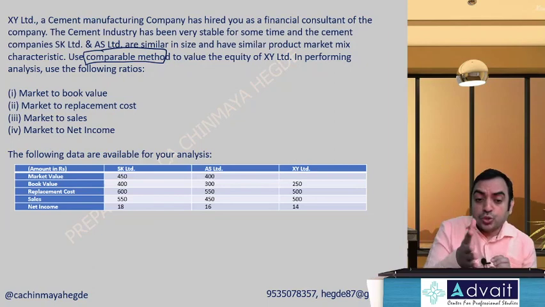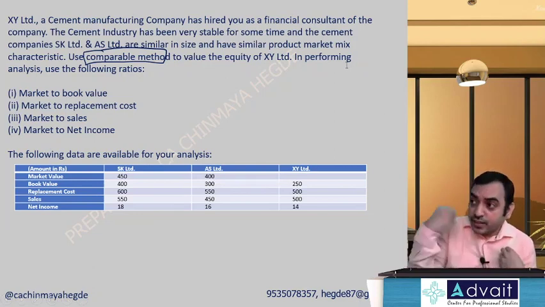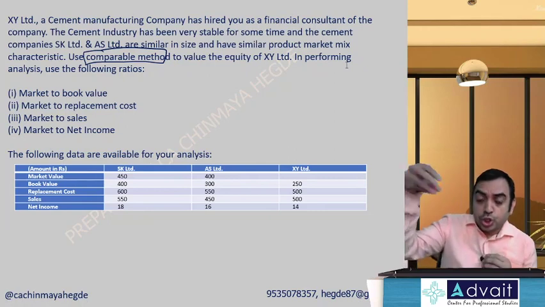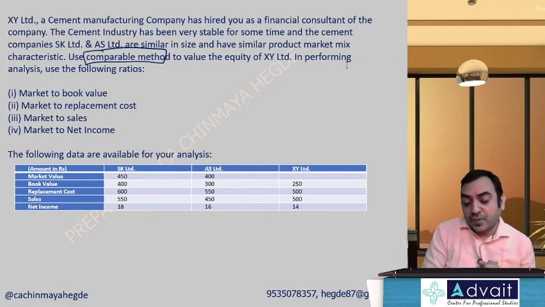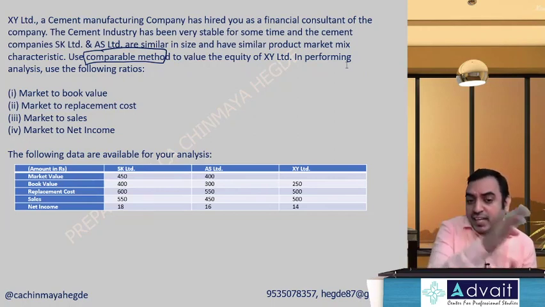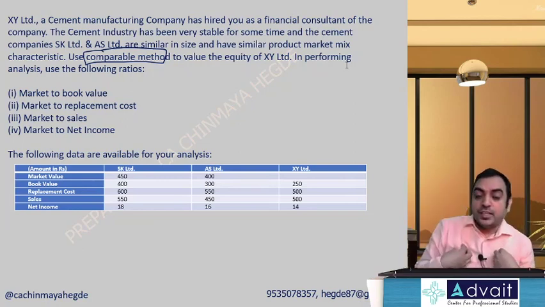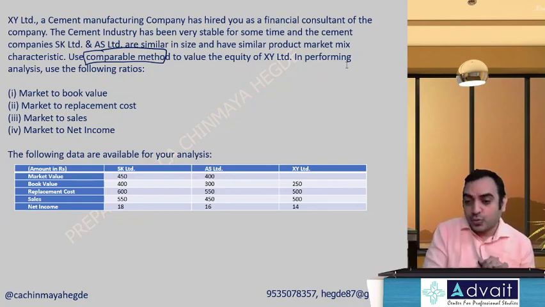Market to value. So SK Limited has got one ratio. AS Limited has got one ratio. Assume both are the same. We are in the same business, so their ratio should be applicable to our company as well. I know every company differs, but at least it should be very close because industry characteristics are similar. So their ratio we will apply to our company, and based on that we compute our market value.